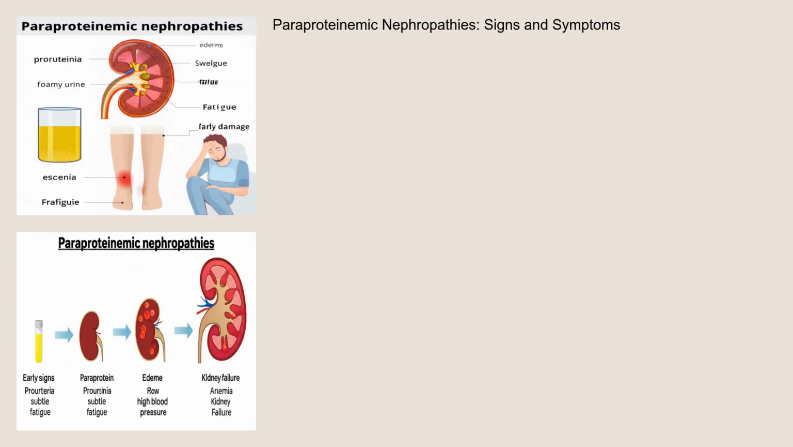The signs and symptoms of paraproteinemic nephropathies can be subtle and often overlap with those of other kidney diseases. Patients may experience proteinuria, which is protein in the urine, leading to foamy urine. Edema or swelling in the legs, ankles, or around the eyes can occur due to fluid retention. Fatigue, nausea, and loss of appetite are common non-specific symptoms. As kidney function deteriorates, patients may develop more severe symptoms such as shortness of breath, high blood pressure, anemia, and eventually kidney failure. Importantly, some individuals may have no noticeable symptoms in the early stages, making early detection challenging.